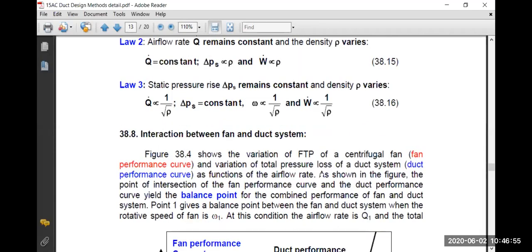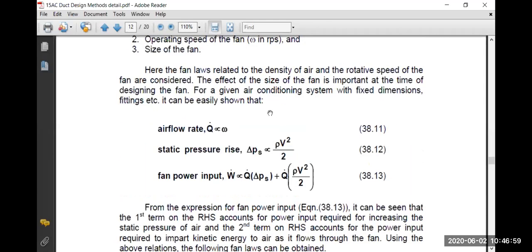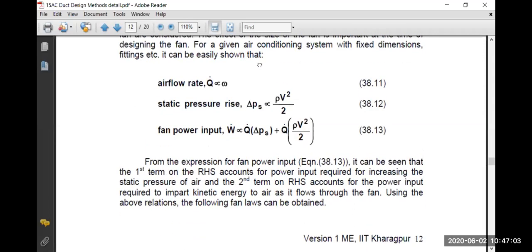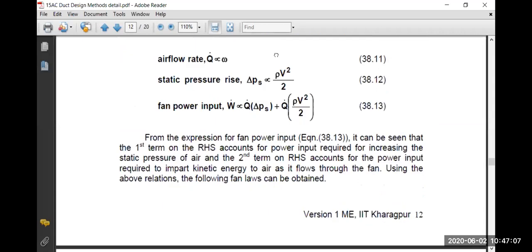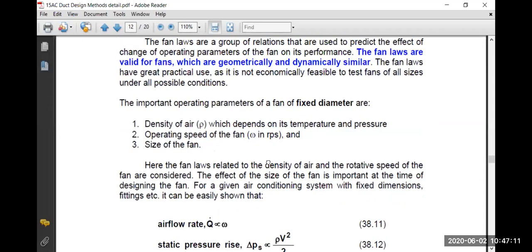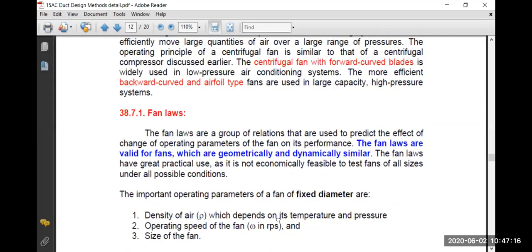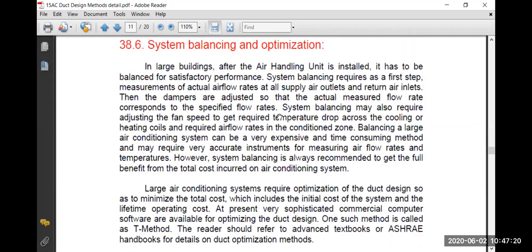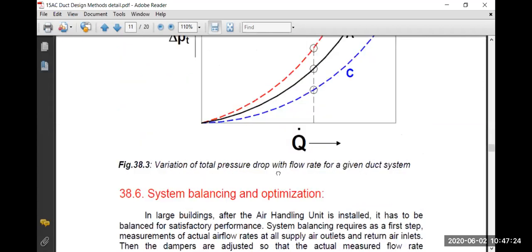So we have already discussed fan laws. We have already discussed performance of the system curves. So you can learn again, revise this theory again. Let us read fan laws again and the system performance curve again. So it has been done already. System needs balancing.